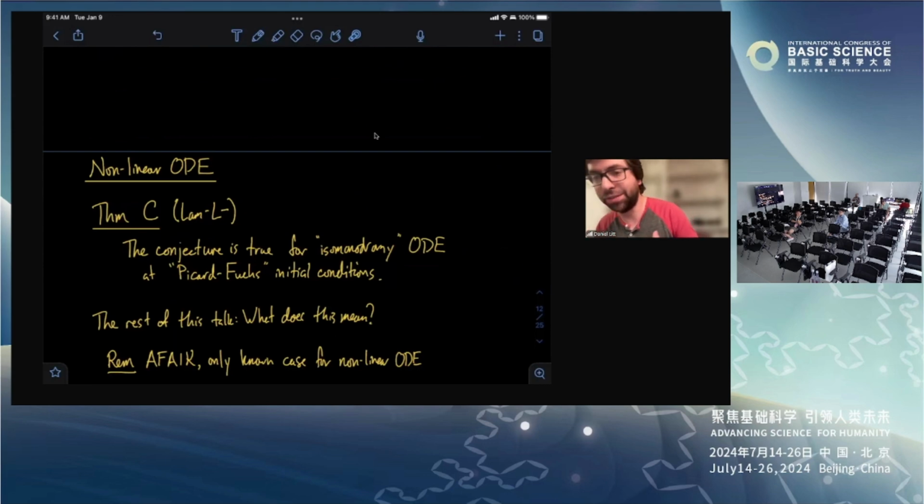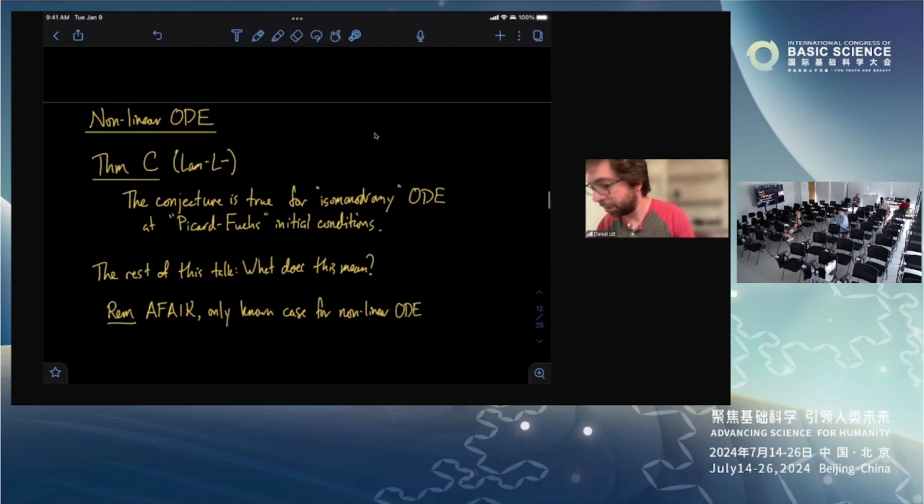Okay, so the rest of this talk will be devoted to explaining what this theorem means and why you should care about it. But maybe before I continue, let me just remark that as far as I know, this is the only known case of that conjecture, but also of any kind of general algebraicity result for nonlinear ODE. Maybe it's premature, but before I start explaining what these words mean, are there any questions about the statement of the theorem?